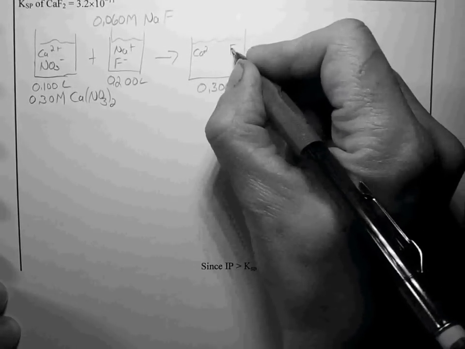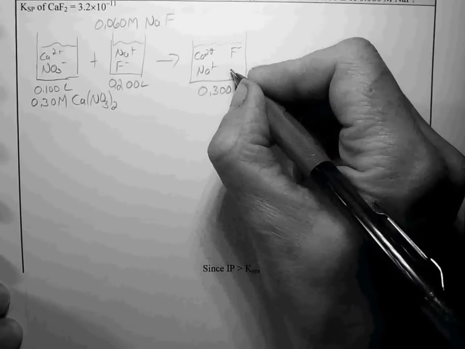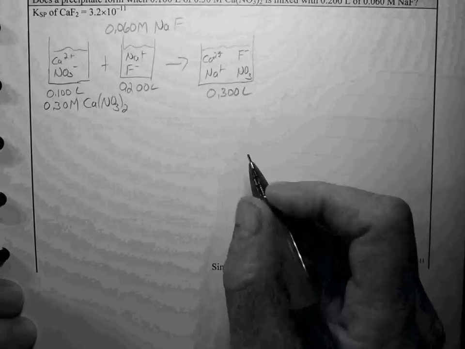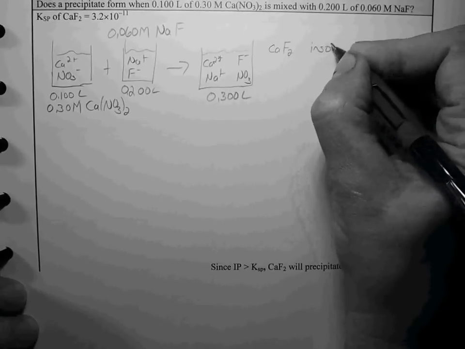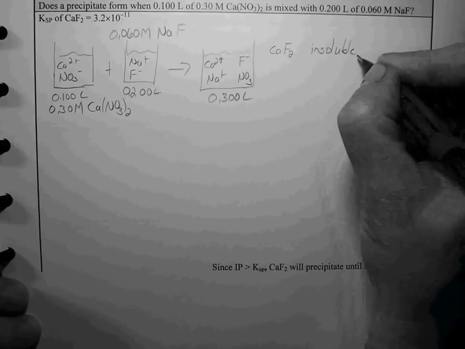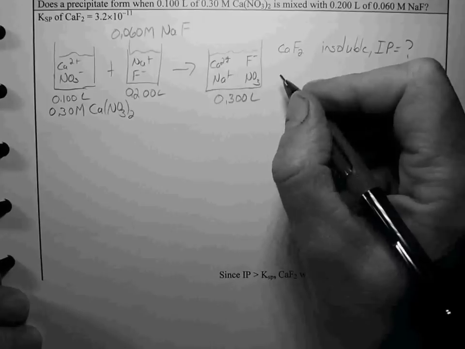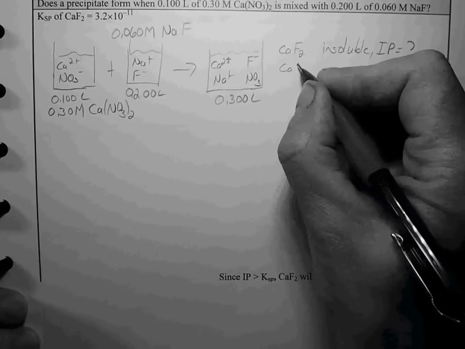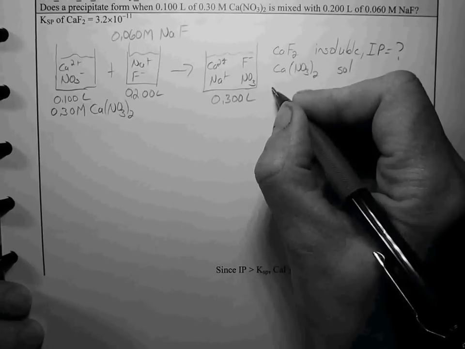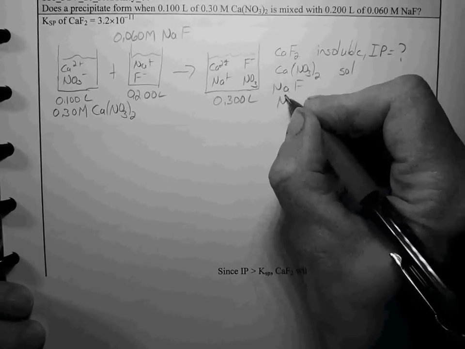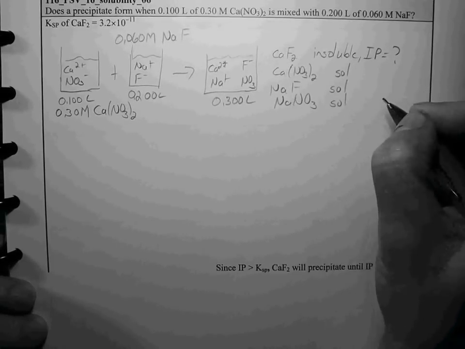So if we consider the possible compounds that could be formed, we'll consider all possible combinations. Calcium fluoride is insoluble. So depending upon its IP, it may or may not precipitate. Let's look at the other. Calcium nitrate, of course, is soluble. Sodium fluoride and sodium nitrate are both soluble, as all sodium compounds are soluble.